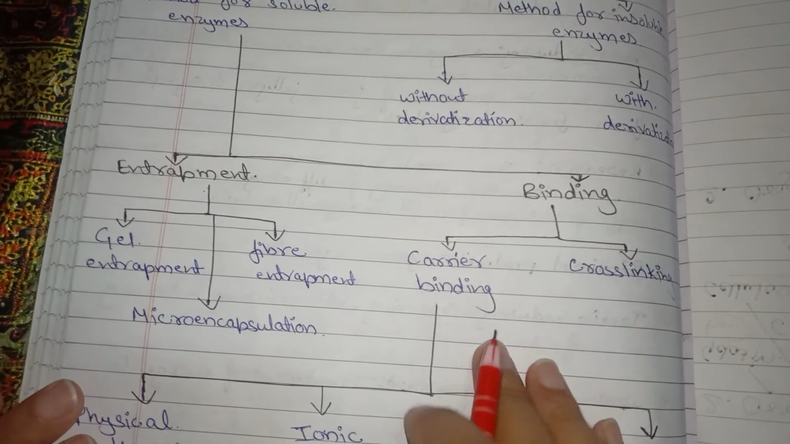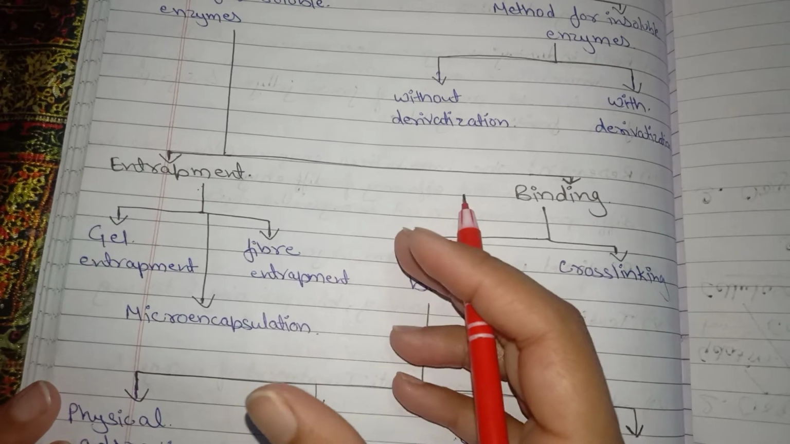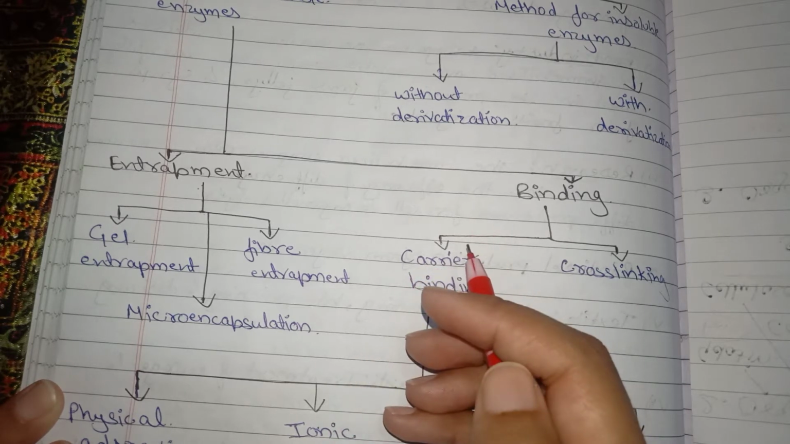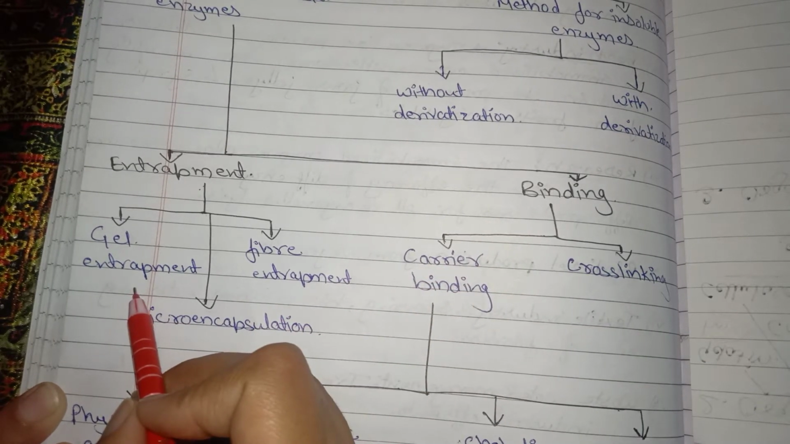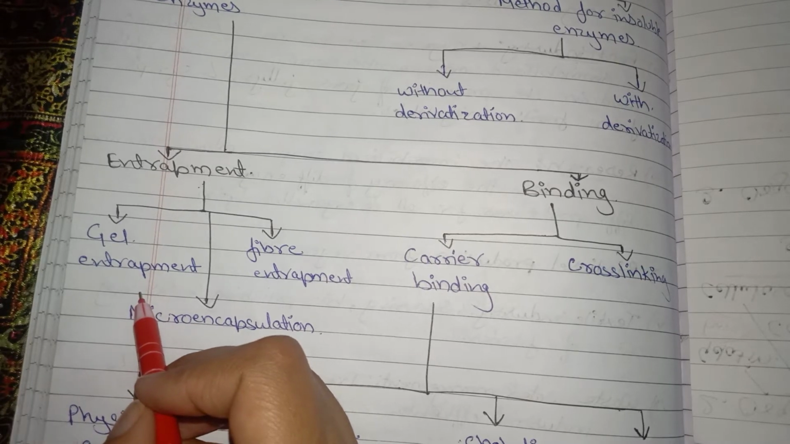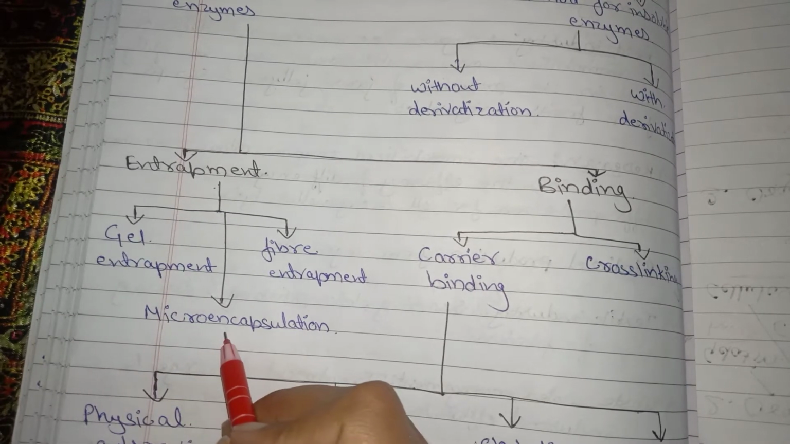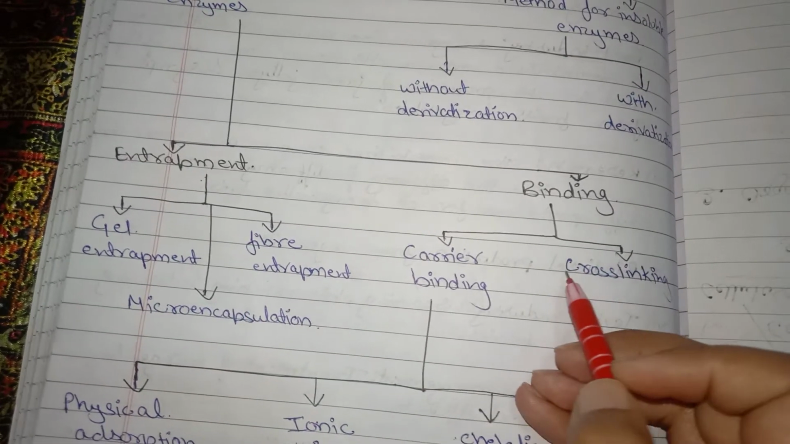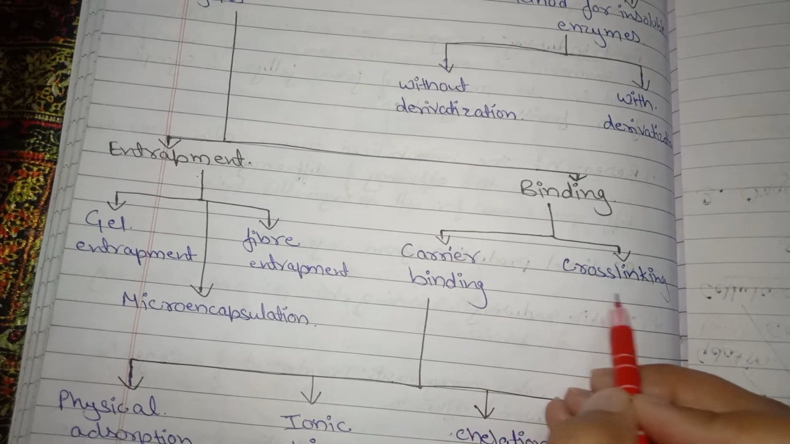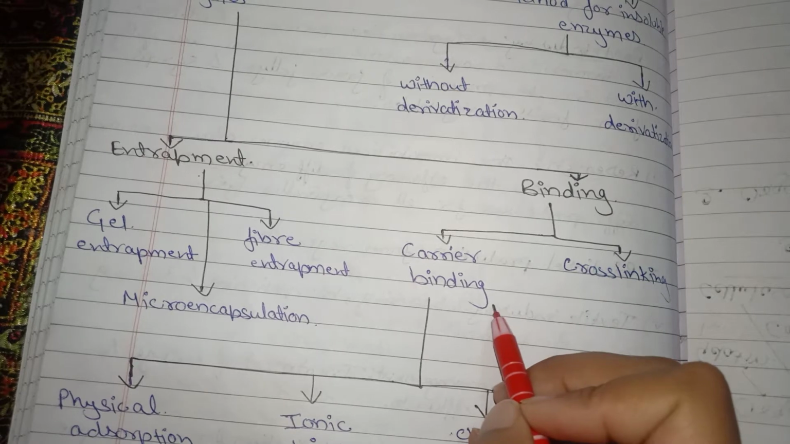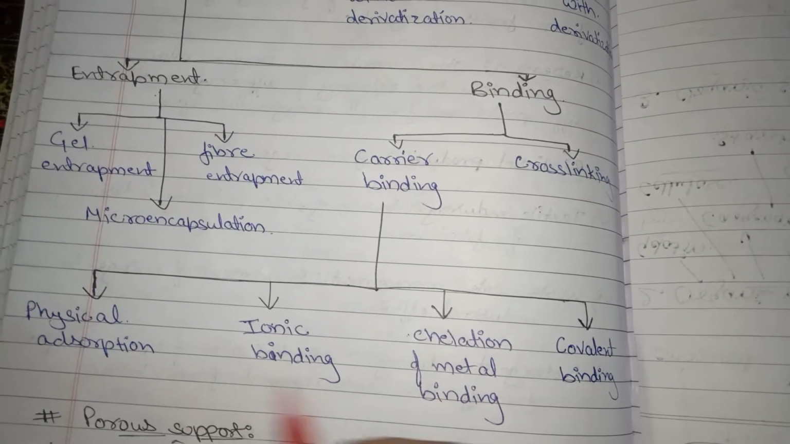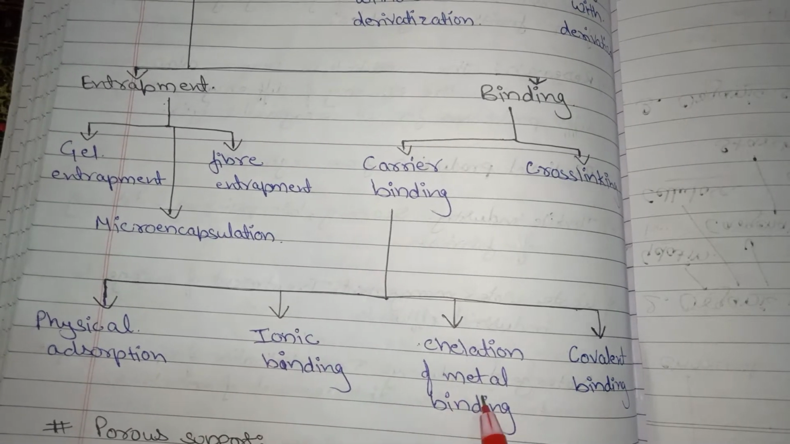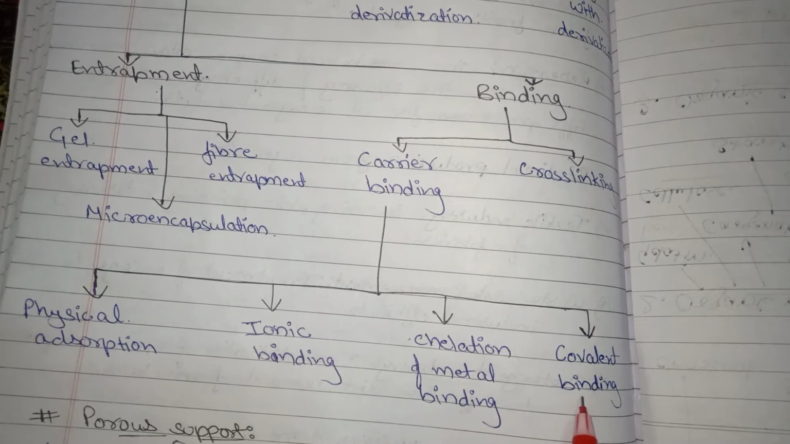Entrapment means to entrap something or to entrap enzyme in a fixed space, or we can say in a fixed site. So, type of entrapment include gel entrapment, means to entrap the enzyme in a fixed gel. Second one is microencapsulation, and third one is fiber entrapment. Now, type of binding include carrier binding and cross-linking. Now, carrier binding have the following type: physical adsorption, ionic binding, chelation of metal binding, and covalent binding.